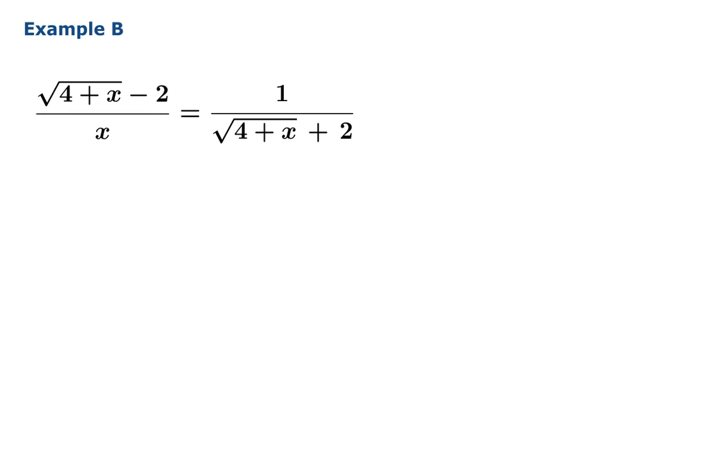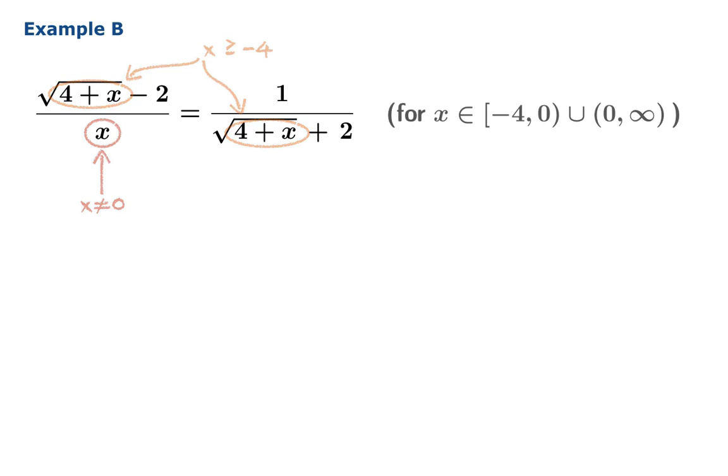Once again, we're going to pay careful attention to the domain. First of all, x has to be greater than or equal to -4 for either of these expressions to make sense. And of course, we can't have 0 in the original expression. This means that we have an equation valid for all x in the indicated set.